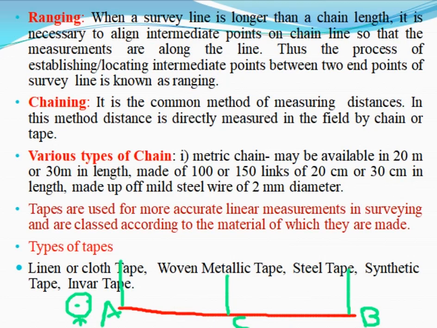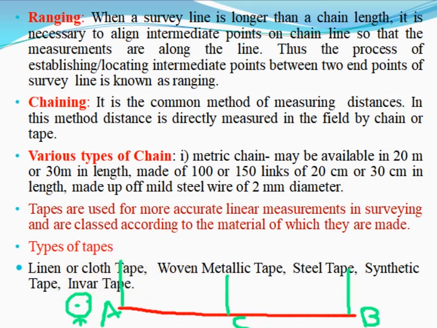In the tape, you remember that it may be 20 meters or 30 meters, or there are types of tape such as linen, cloth tape, woolen tape, steel tape, synthetic tape or invar tape. So, the material which is used for making the tape, that name is given to that tape.